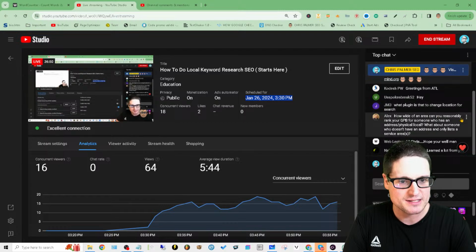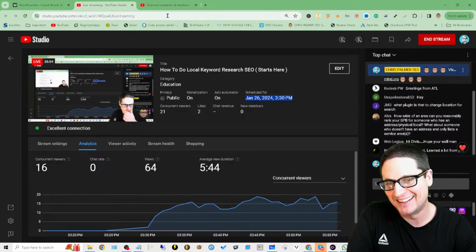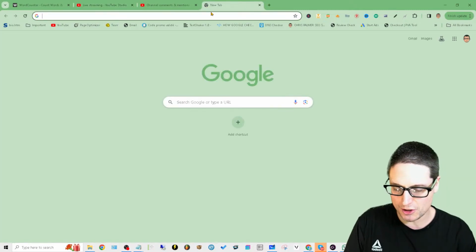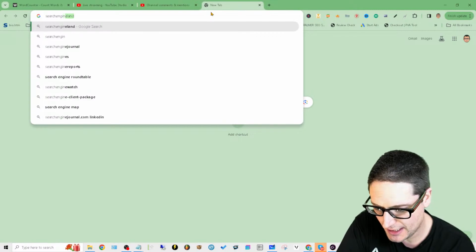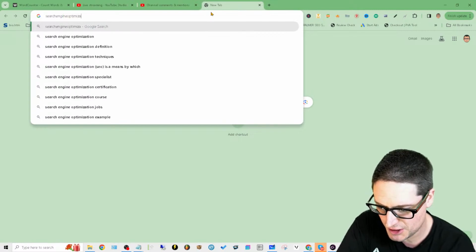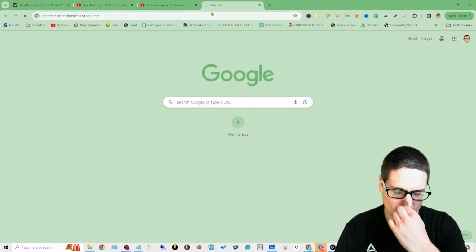Jam3, what plugin is that to change location for search? That's called JS Switcher. But search engine optimization tools. We are so close.